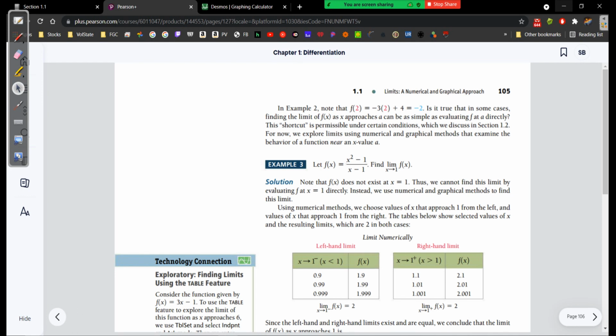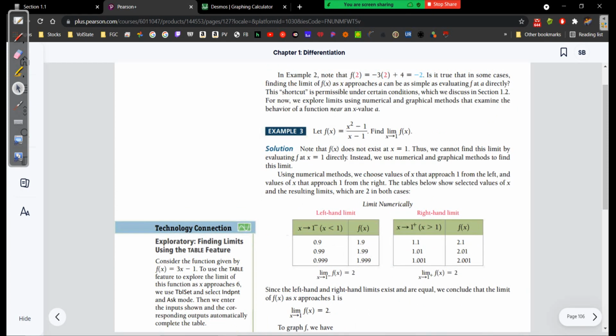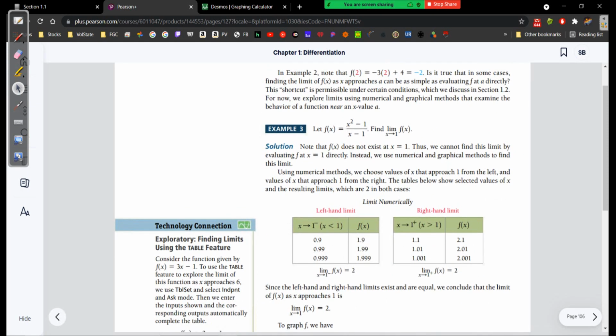Alrighty, so it reads, example 3 is where we get to have a little bit of fun. So it reads, in example 2, note that f of 2, the function evaluated at 2, is equal to -2. It is true that in some cases, finding the limit of f of x as x approaches a can be as simple as evaluating f at a directly.